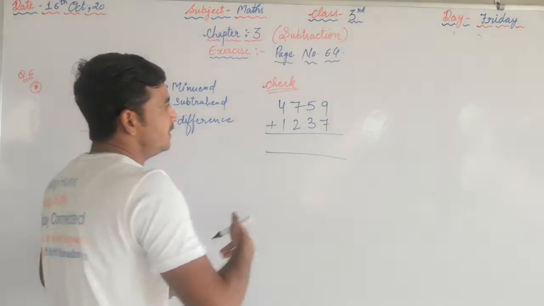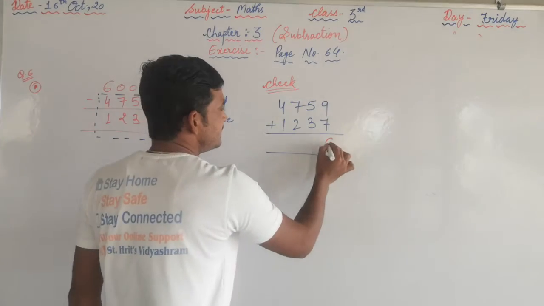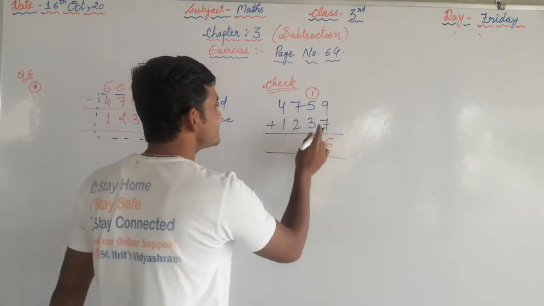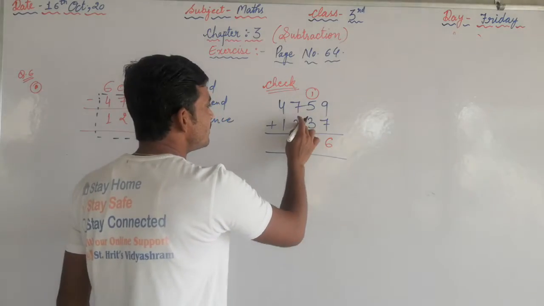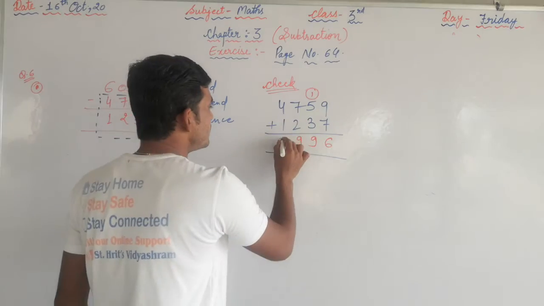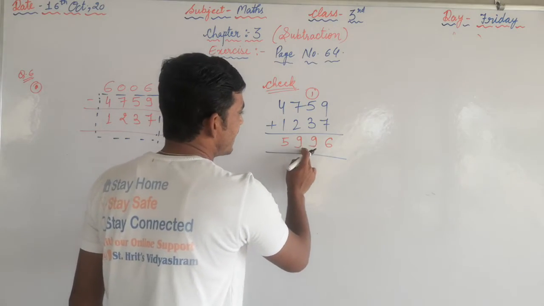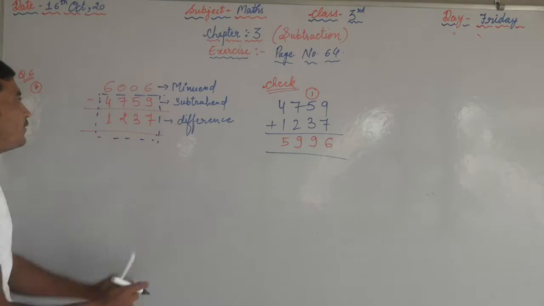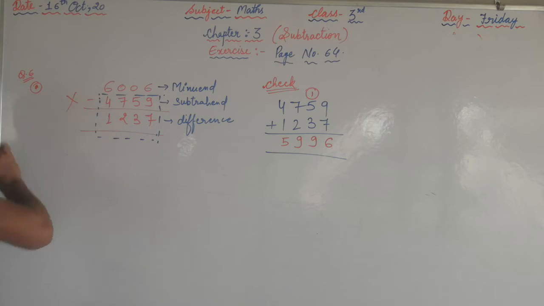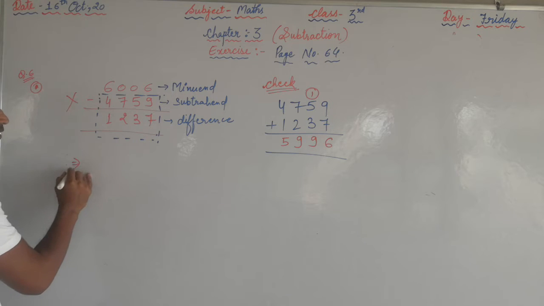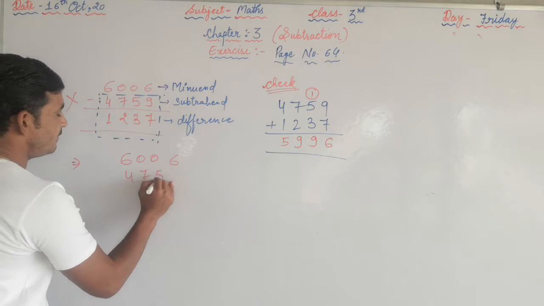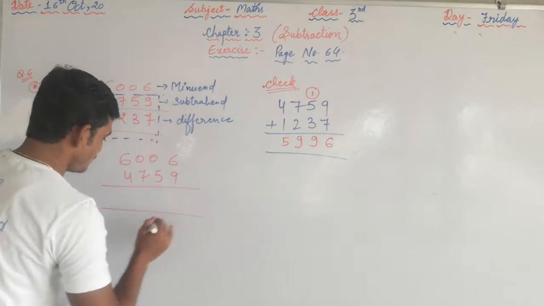Now add: 9 plus 7 is 16, carry 1; 3, 5 plus 1 is 6; 6 plus 3 is 9; 7 plus 2 is 9; 4 plus 1 is 5. Is 5996 the minuend? No, it is not the minuend. This means this is not correct. Now see the correct answer, 6006 minus 4759. Check where the mistake is.